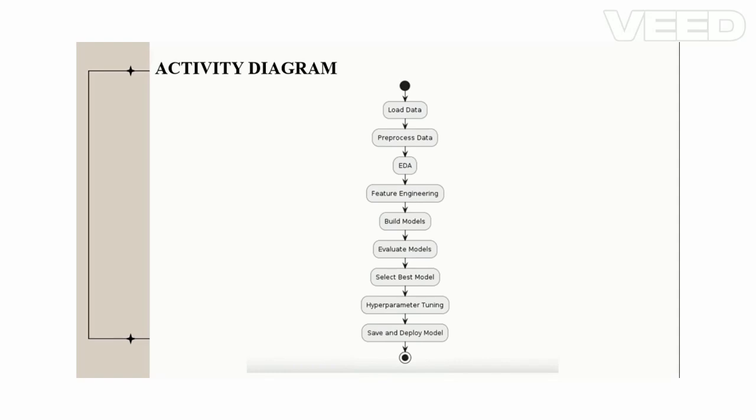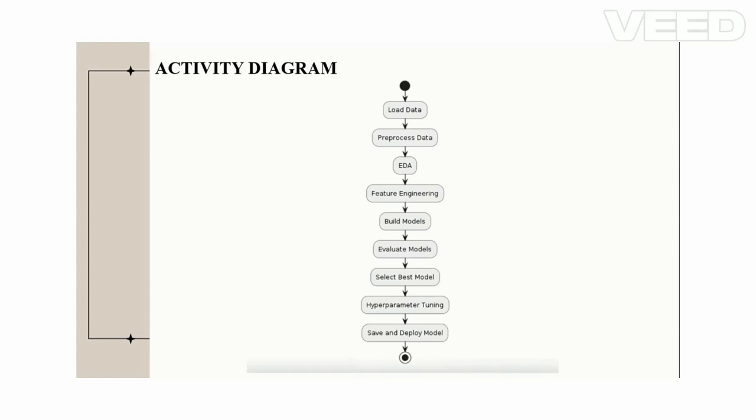The activity diagram shows the steps in a data science workflow: loads data, pre-processes data, performs exploratory data analysis, does feature engineering, builds models, evaluates models, selects the best model, tunes the hyperparameters, and finally saves and deploys the model.